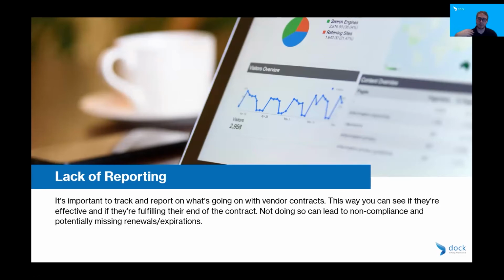Furthermore, tracking important dates in a contract's life cycle. So essentially deadlines, when it's going to renew, when it's going to expire, what the actual terms of the contract are for renewal and expiration, what the actual terms are for communication. All of these are important to keep track of. All of these are important to be monitoring on a consistent basis.